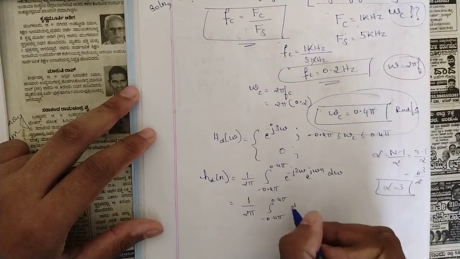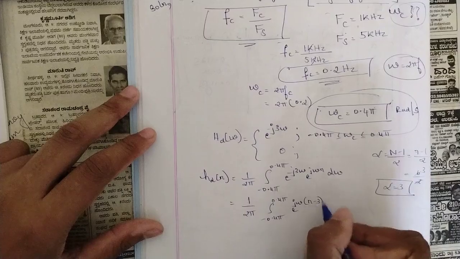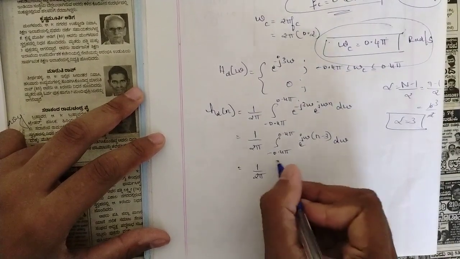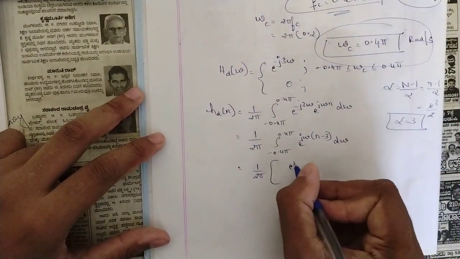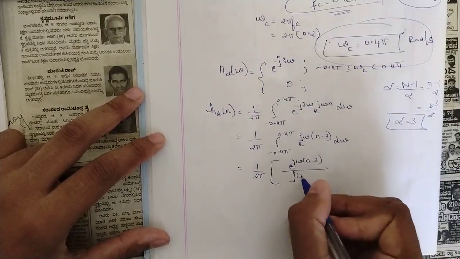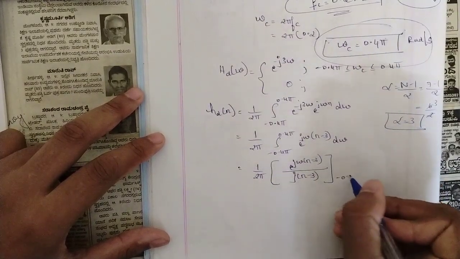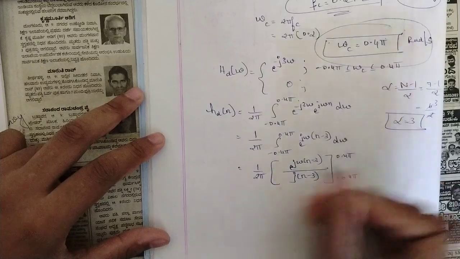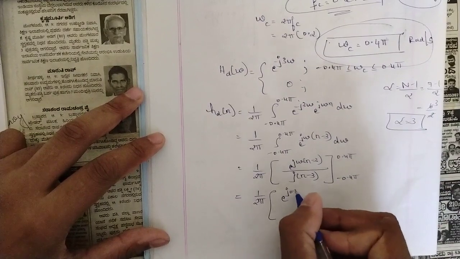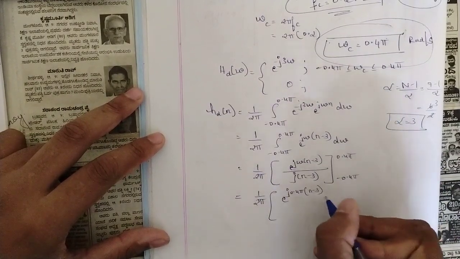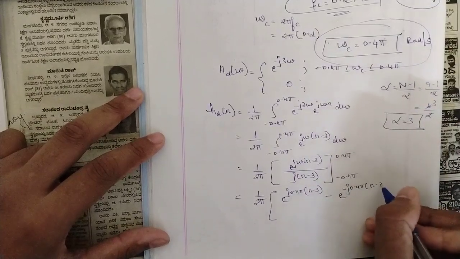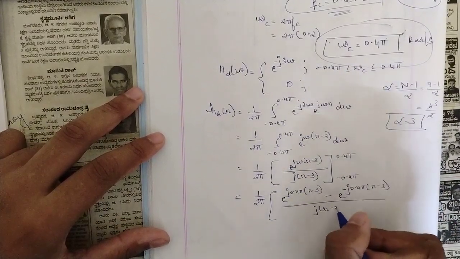0.4 pi e power j omega is common here, n minus 3 d omega, right? Now the integral of this would be e power j omega n minus 3, and the coefficient of omega here is j into n minus 3. The limits are from minus 0.4 pi up to 0.4 pi. Now substitute the limits: e power j 0.4 pi n minus 3 minus the lower limit, e power minus j 0.4 pi n minus 3, divided by j n minus 3.